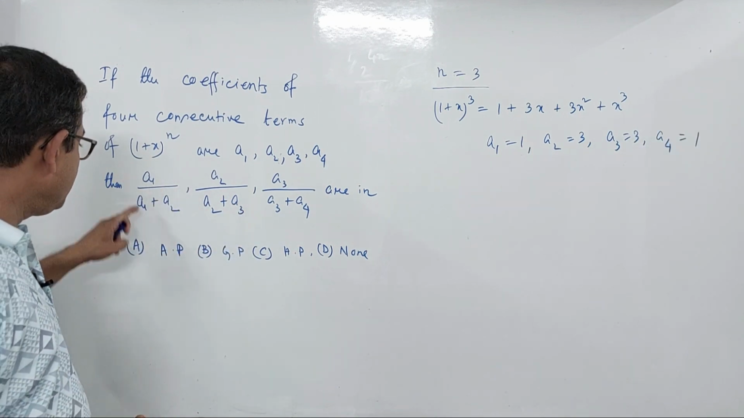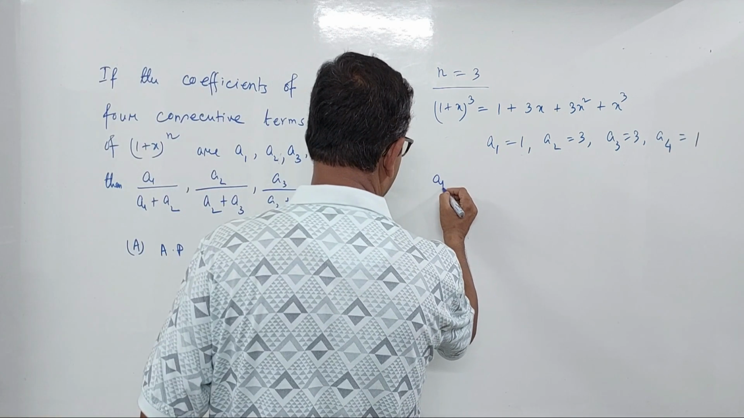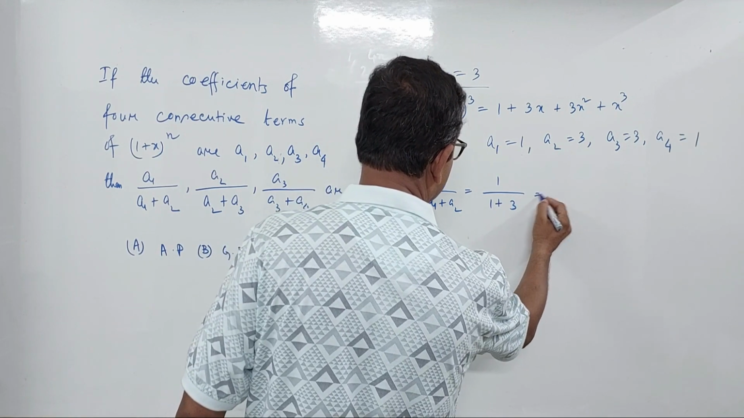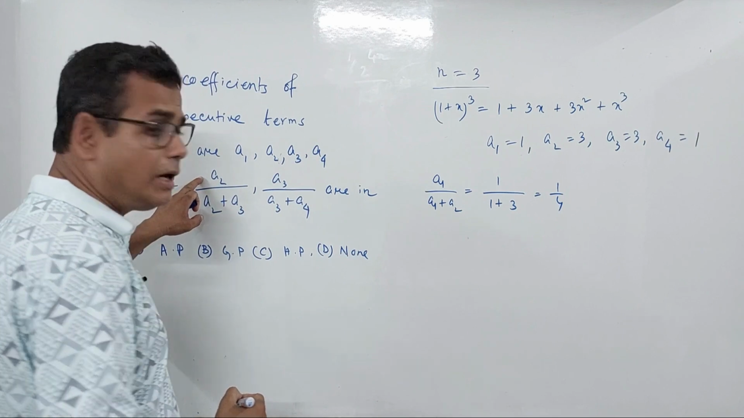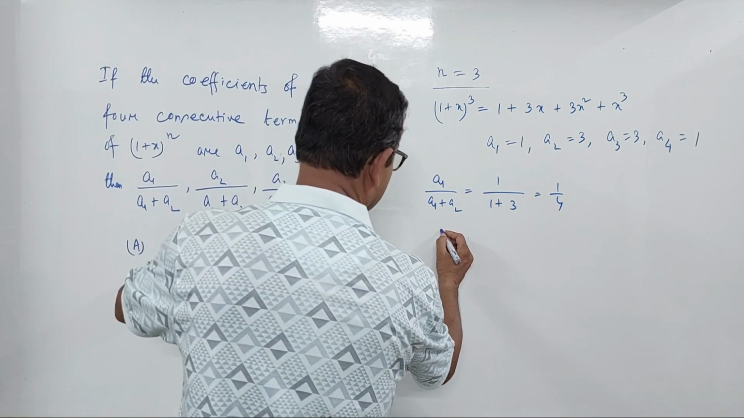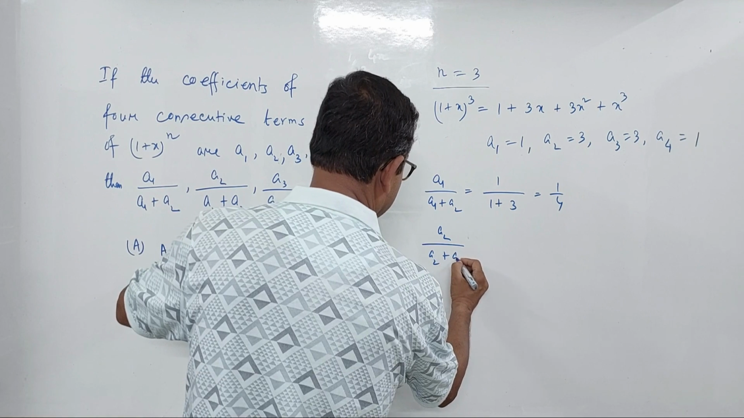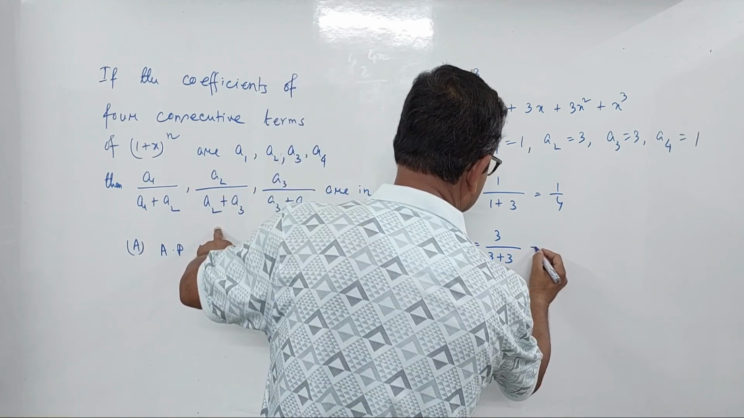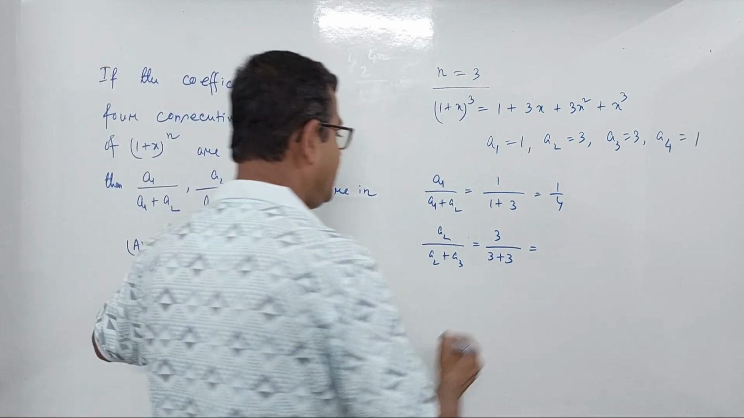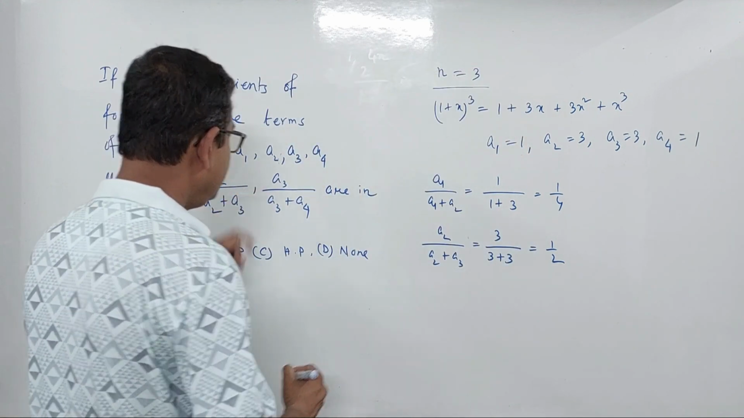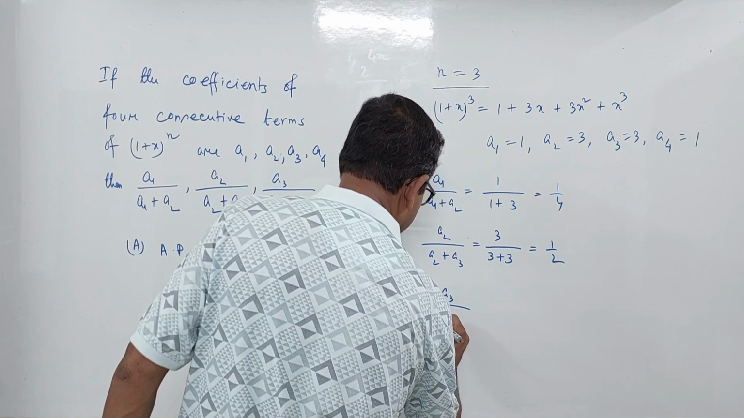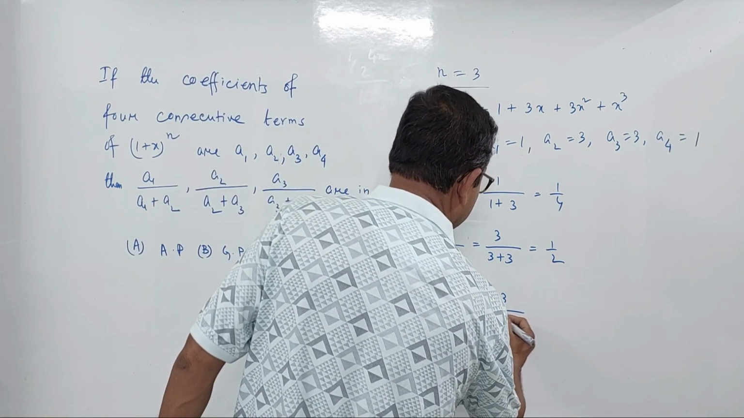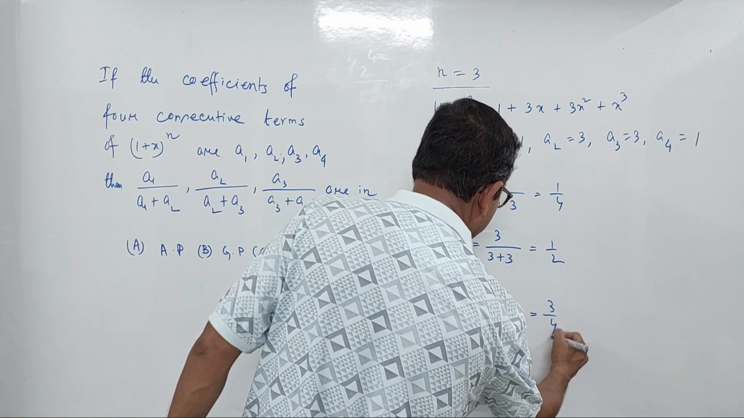The 3 terms: a1 by a1 plus a2, what is the value of a1 by a1 plus a2? 1 by 1 plus 3, so we get 1 by 4. What is the value of a2 by a2 plus a3? a2 by a2 plus a3 equal to 3 by 3 plus 3, so we get 3 by 6, that is 1 by 2. And a3 by a3 plus a4 equal to 3 by 3 plus 1, so we get 3 by 4.